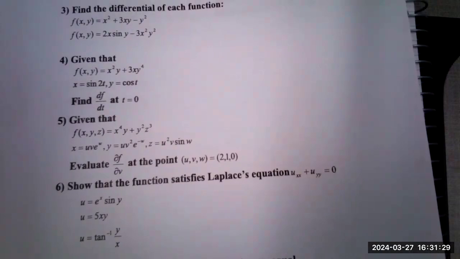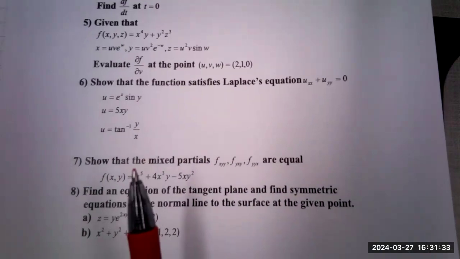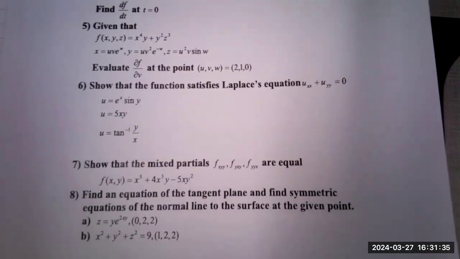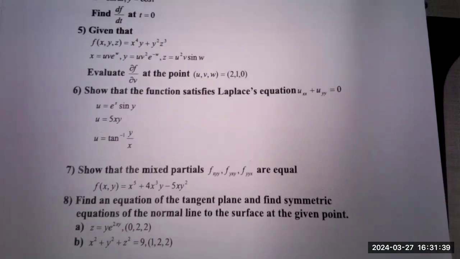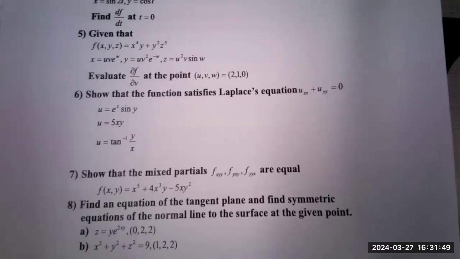Okay, this is number 7. What we want to prove is this mixed derivative, f_xyy, f_yxy, f_yyx. For this function, all of them are the same. It must be the same because the function is polynomial. Check one of them. That's number 7.